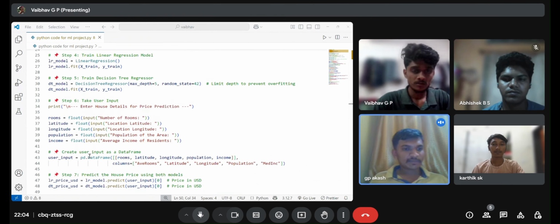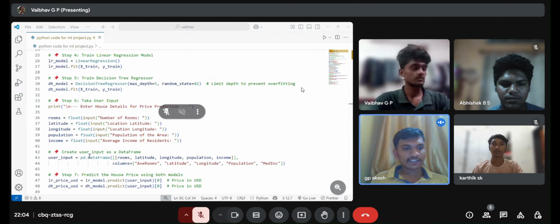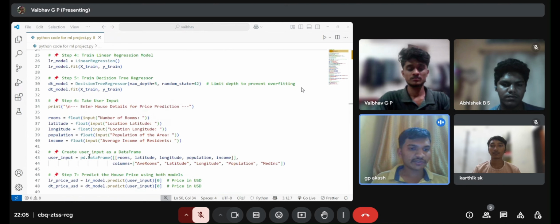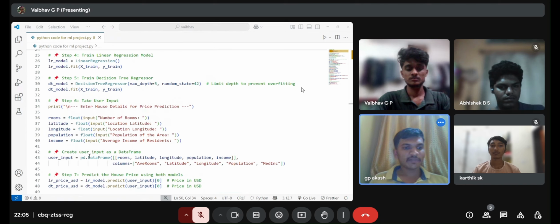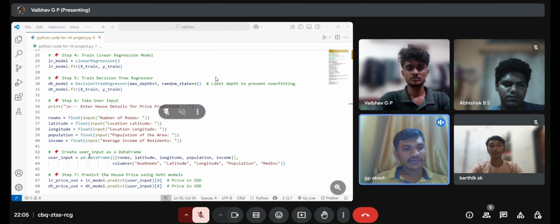Thank you. Step number 4, splitting the data into training and testing sets. Mainly, 80% of the data is used to train the model, and the remaining 20% is used to evaluate model performance. Then random_state equals 40 ensures that the split is consistent every time.